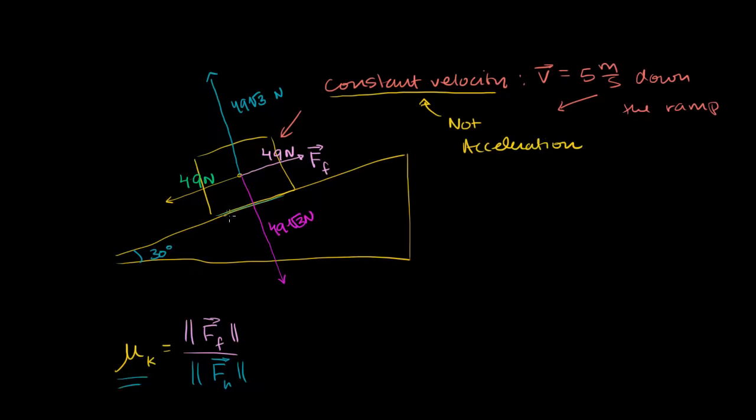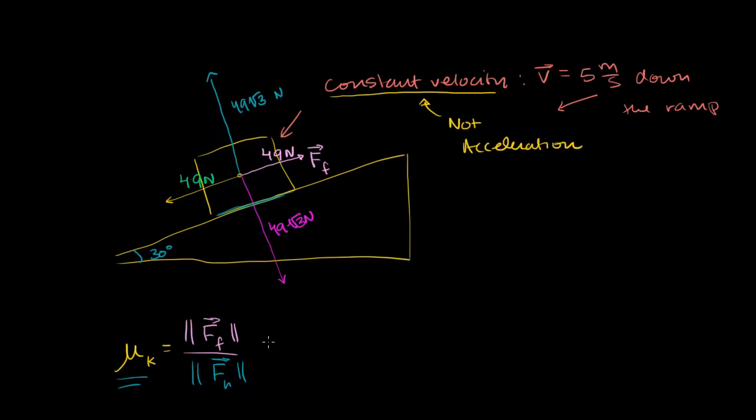So, maybe this is a certain type of wood on a certain type of wood, or a certain type of sandpaper on a certain type of sandpaper, whatever you're talking about. And then you can use that to make predictions if the incline was different, or if the mass was different, or even if you were on a different planet, or if someone was pressing down on this block, that would change the normal force.